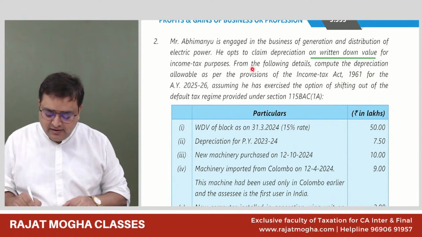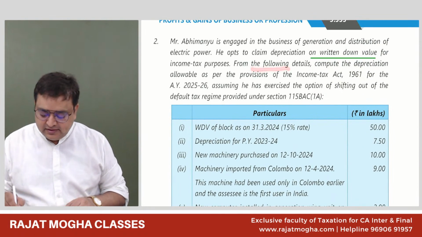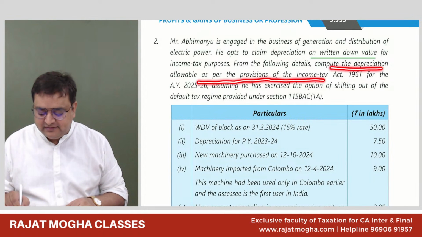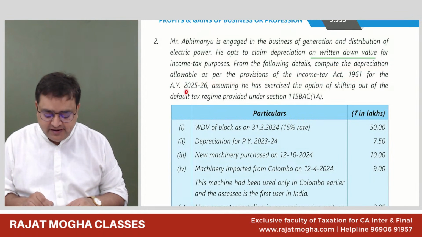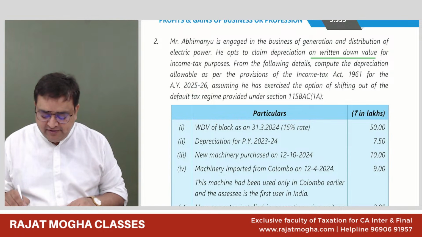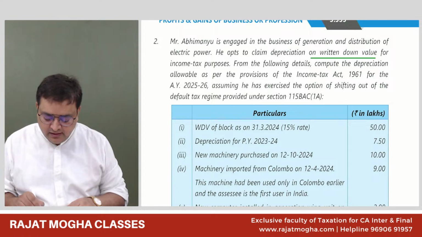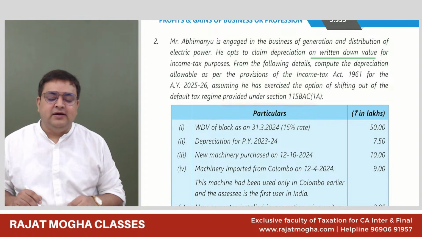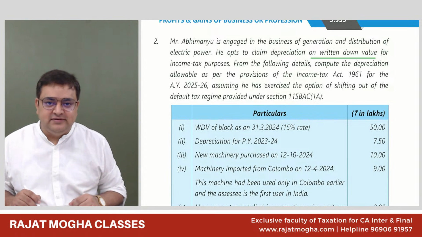Okay. From the following details, compute the depreciation allowable as per the provisions of the Income Tax Act 1961 for the assessment year 25-26. So simply we need to compute the depreciation as per WDV method, assuming he has exercised the option of shifting out of the default tax regime. Okay, so he shifted out from the default tax regime.